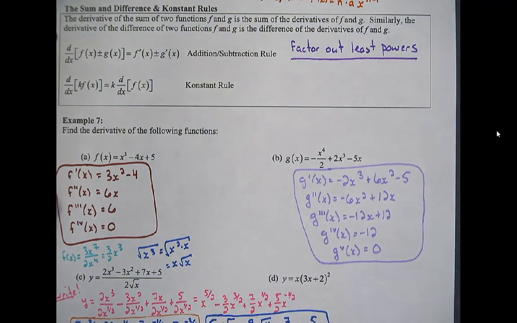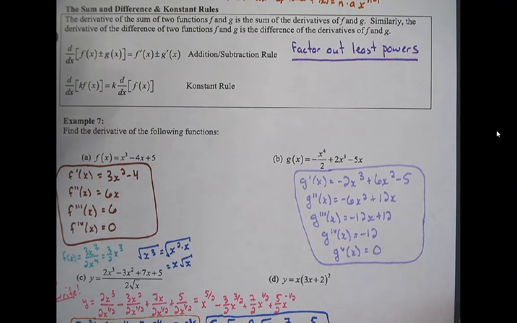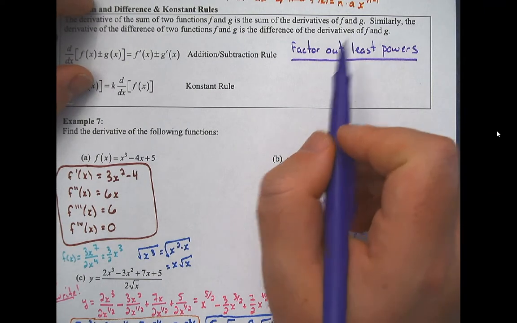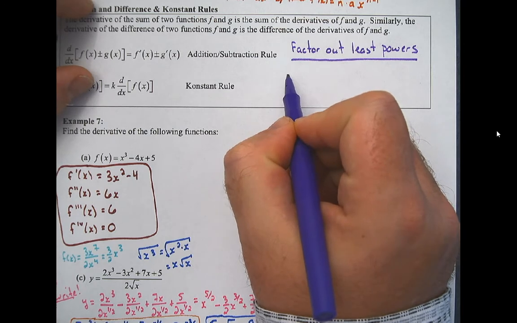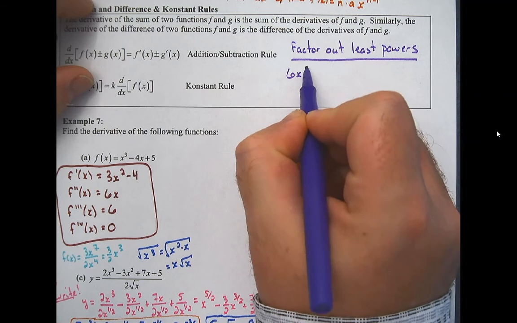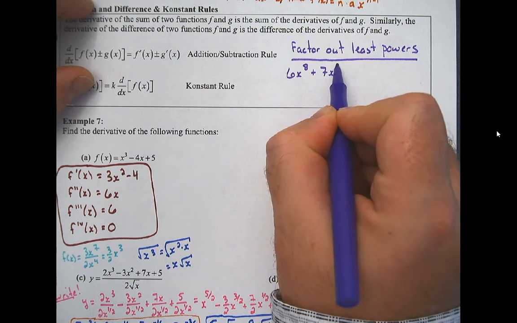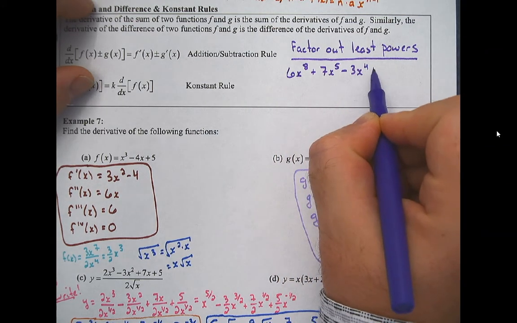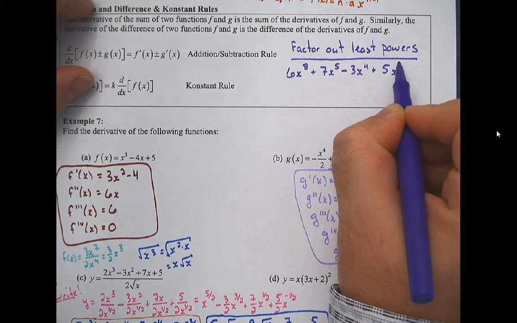Now this is a real big move later on when we get into where the function is increasing and decreasing. That's a couple sections away, in the next unit. I think it's unit 3. Let's say that you had something like 6x to the 8th plus 7x to the 5th minus 3x to the 4th plus 5x to the 3rd.